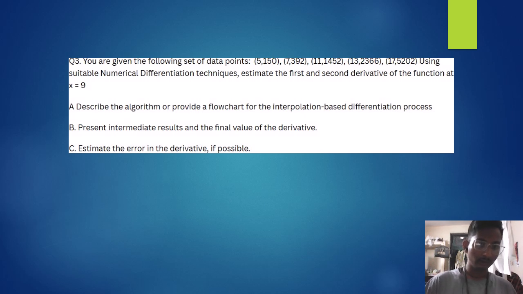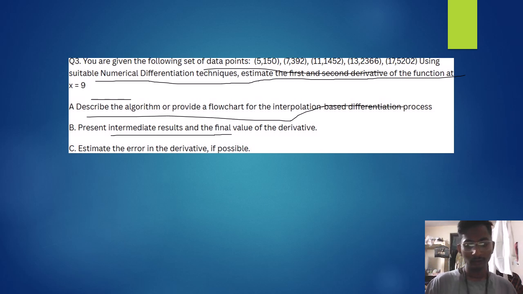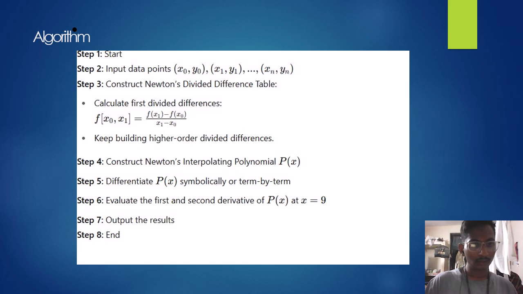Question number 3. You are given the following set of data points. Using a suitable numerical differentiation technique, estimate the first and second derivative of the function f(x). Describe the algorithm and flowchart, interpolation, and present the intermediate results. So first of all, the algorithm: start. Input the points x0, y0, x1, y1, up to xn, yn.